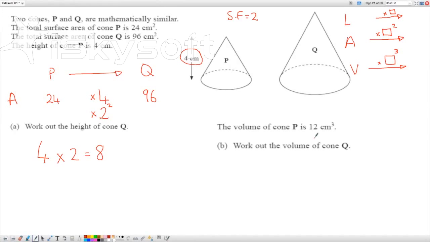But when we are talking about volume, as in here we have the P, we will be timesing by the scale factor 2 to the power 3, 2 cubed. So we are timesing by 8. The volume of cone Q is 96 centimetres cubed.